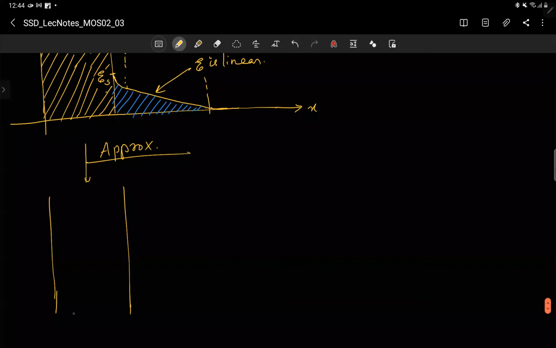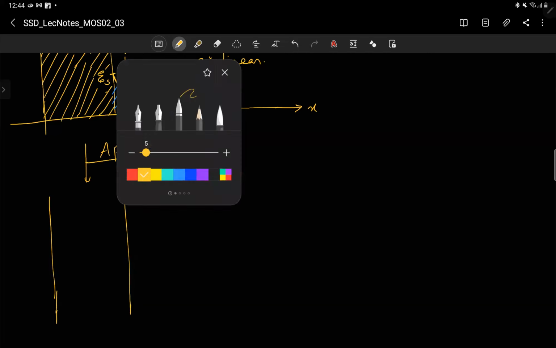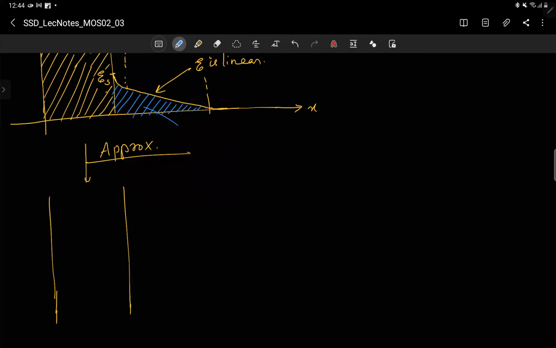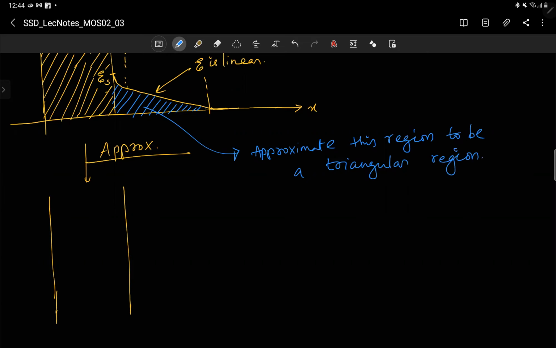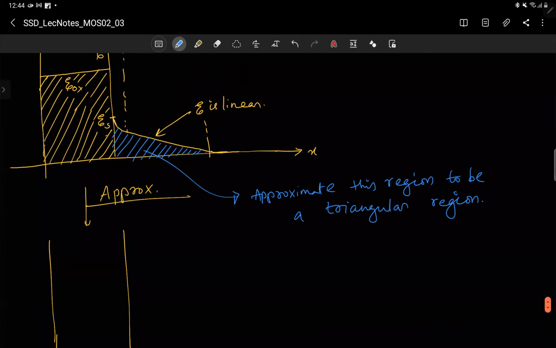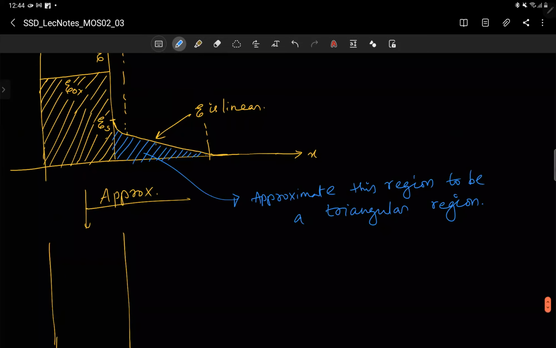Yeah. So the approximation here is to approximate this region to be a triangular region. That's all. Okay, so we know why this is a triangular shape. Why? Because rho is constant, equal to QNA, minus QNA throughout. So the slope is negative and constant. So E is varying linearly.